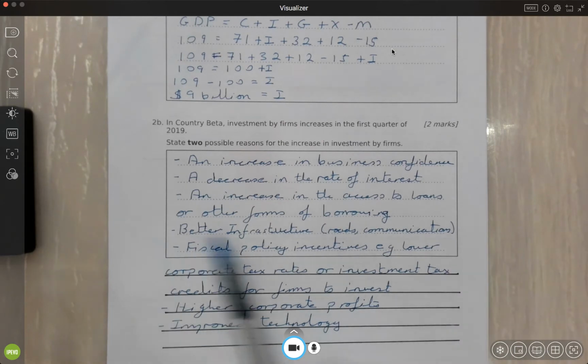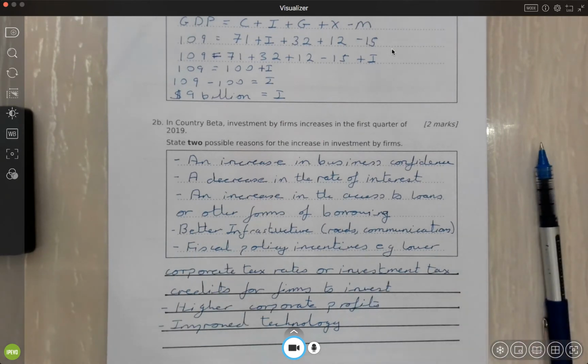Okay, better infrastructure. So the idea is that if it becomes easier to do business because of better roads or telecommunications, then firms will invest more in capital in order to avail of this easier time and a greater opportunity in order to sell goods and services to customers. If it becomes easier to sell goods and services to customers because of better infrastructure, well then firms will invest more in producing goods and services in order to sell to their current customers or potential ones.